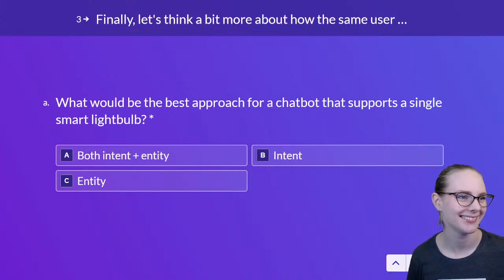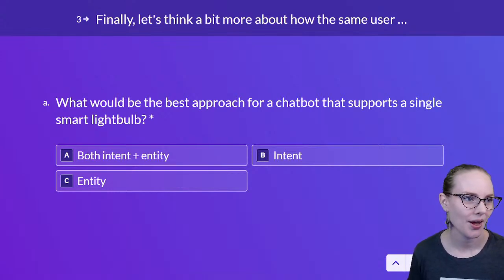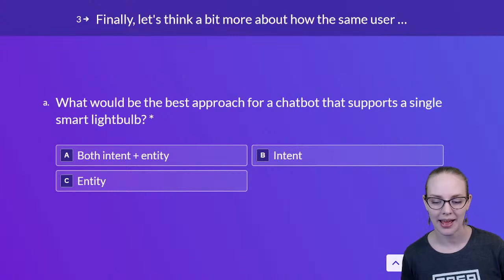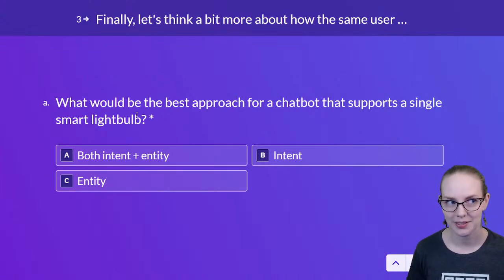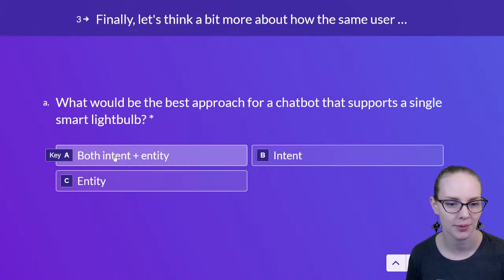Water's empty. All right, and I'm going to go with my general pattern of continuing to pick A throughout.